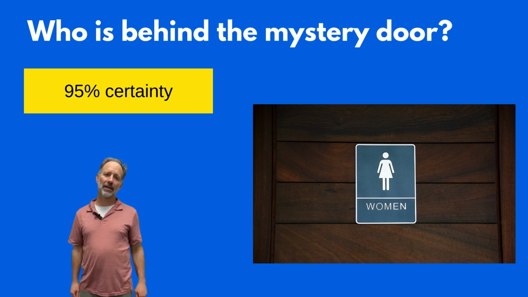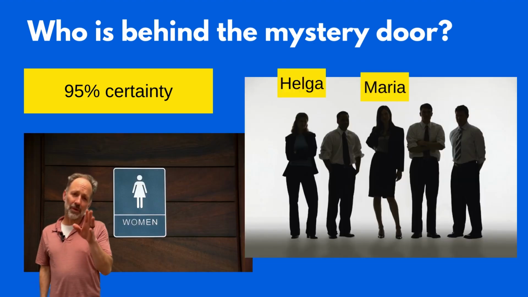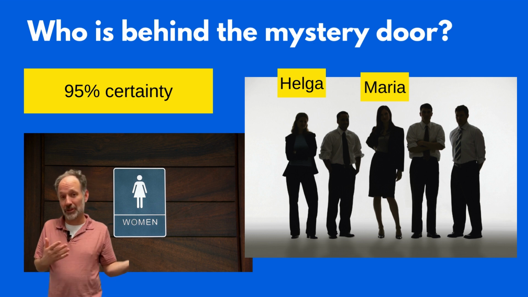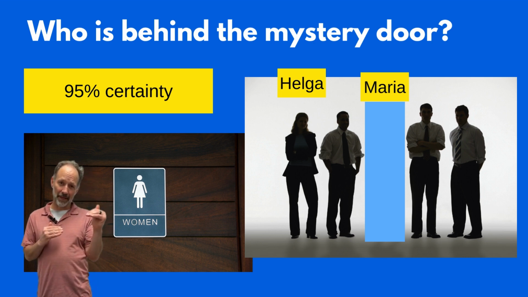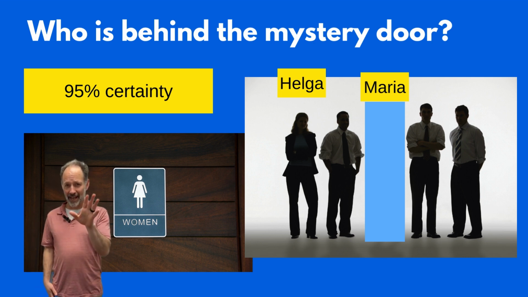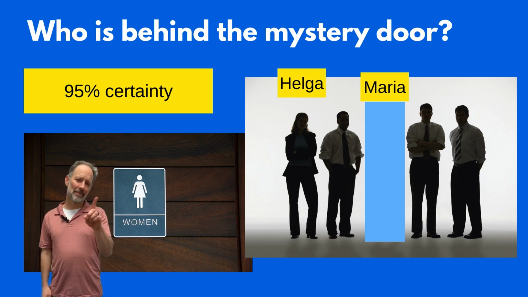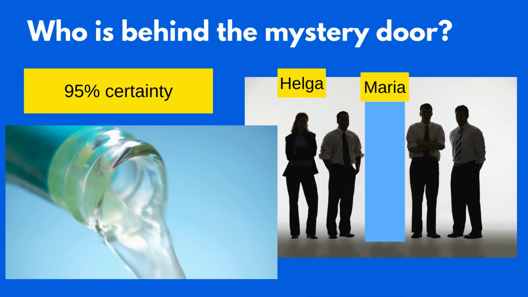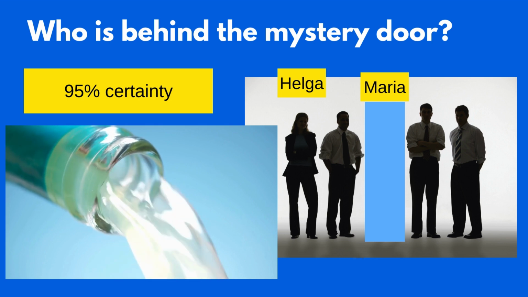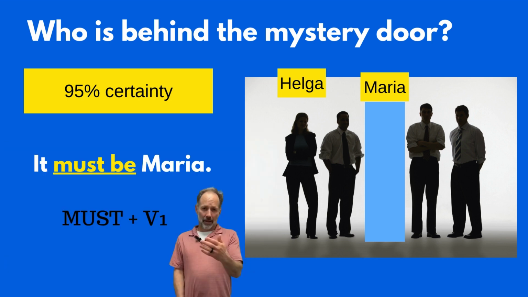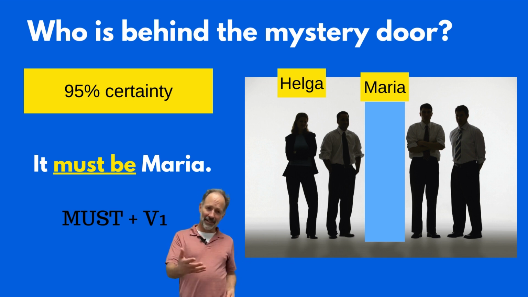The mystery door is the door for the women's bathroom. If that door is the women's bathroom, well, it's probably not John, but then it could be Maria, could be Helga. If I know that it's either Maria or Helga, but I can look around the room and I see Maria is not here right now. One other clue I have is that I saw Maria drinking a lot of water this morning. Maria was drinking a lot of water and she's not here right now.